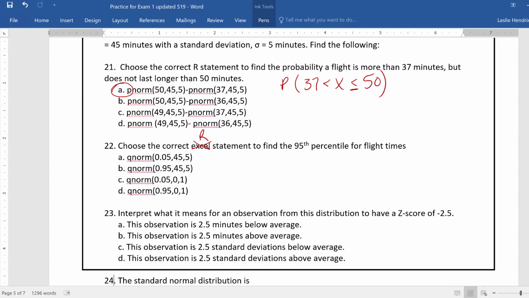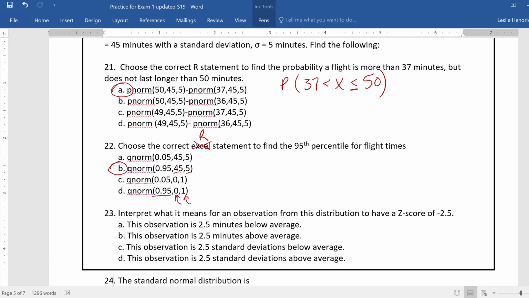So the Q function for the 95th percentile is going to be q-norm of 0.95 because we want the 95th percentile in the distribution that's centered at 45 and has a standard deviation of 5. Notice answer choice D has q-norm of 0.95, but this is not a correct answer because that would be in the special standard normal distribution that's centered at 0 and has a standard deviation of 1.